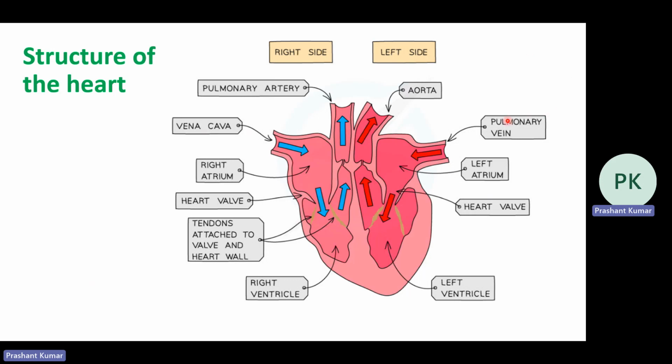And the pulmonary vein, here it is. It brings the oxygenated blood from the lungs to the left atrium. Then from the left atrium to the left ventricle. Again, you have a valve here called the bicuspid valve, and these tendons control the opening and closing of the valve. After that, blood goes to the aorta, and through the aorta it goes to the different parts of the body, and we have a semilunar valve here. So you can see here the right side has deoxygenated and the left side has oxygenated blood. That was the meaning I was talking about.